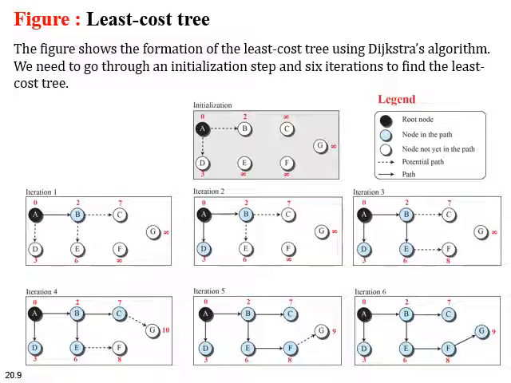A to D with a cost of 3, A to B with a cost of 2, A to E via B with a cost of 6, A to C via B with a cost of 7, and A to F via E with a cost of 8, A to G via F with a cost of 9.